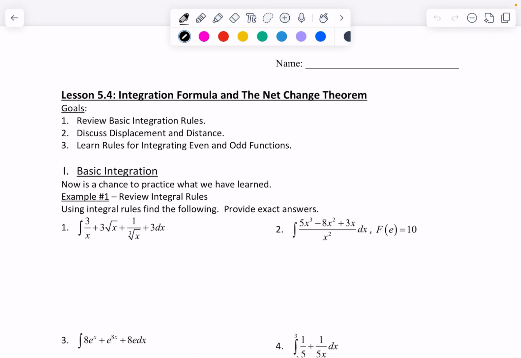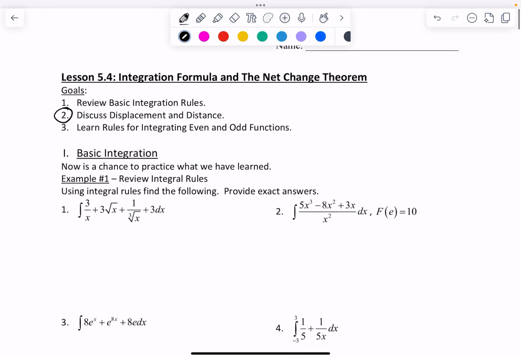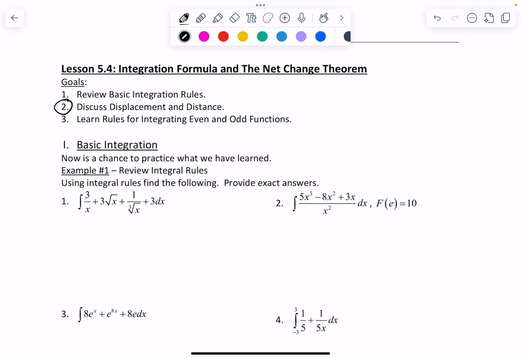All right, time to talk about integration formulas and the net change theorem. And so we'll talk about some integration rules. The heart and soul of this will be the distance and displacement. And then I'll review even and odd functions with you.